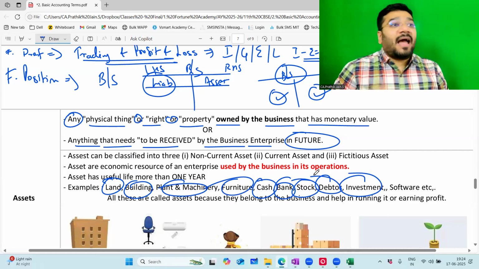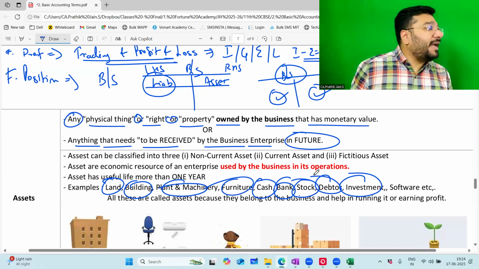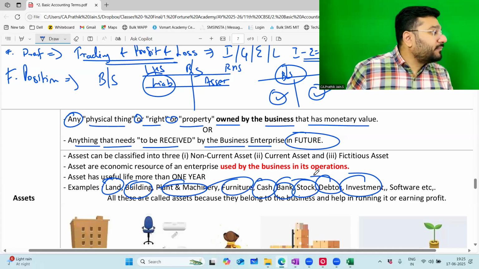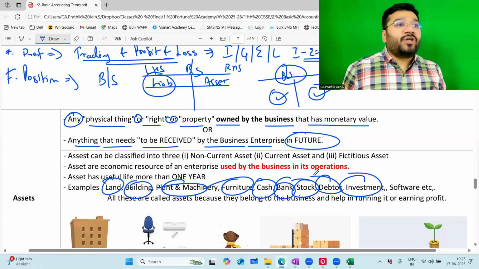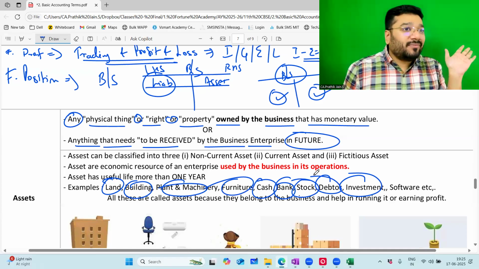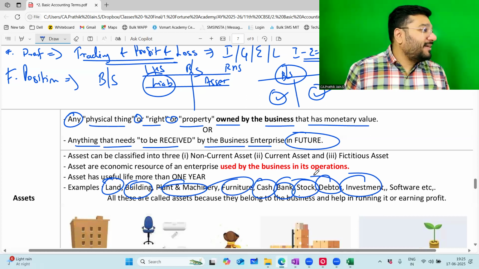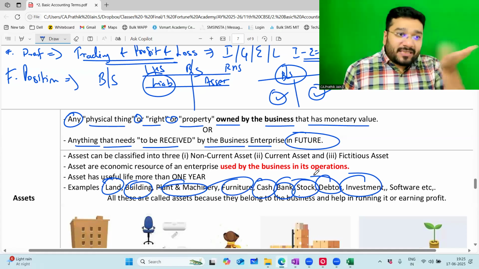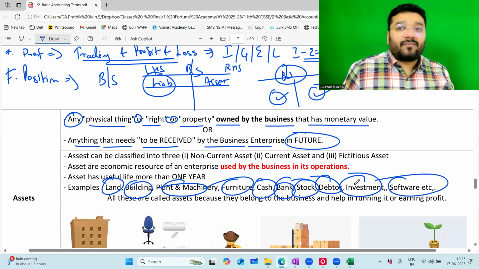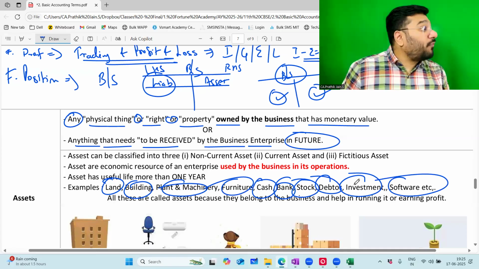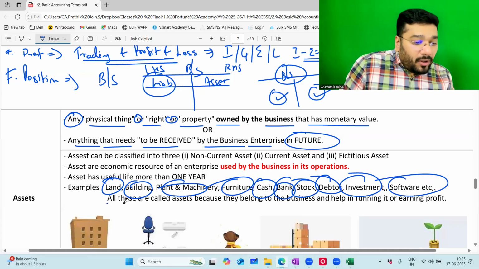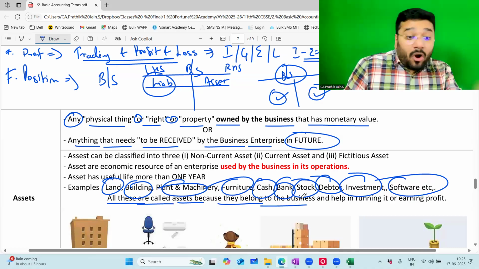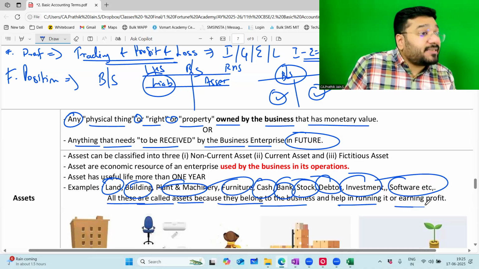Investment. I have surplus money in hand and I don't know what to do. I put that money in the stock market. I purchase shares. In future, whenever I sell it, I'll get my money back, no? So anything that I get in future is an asset. So investment is my money. I've invested somewhere else, and whenever I want, I can get that money back. Investment is my asset. Software, we own it. Asset. All these are called assets because they belong to the business. And all of these assets, directly or indirectly, help you to run the business and earn profits.